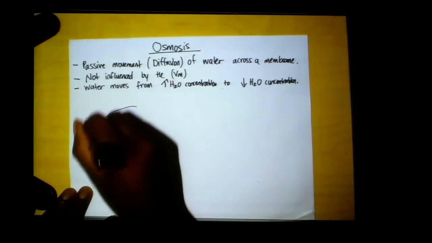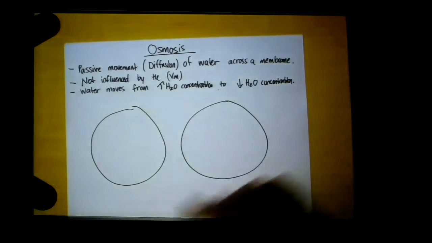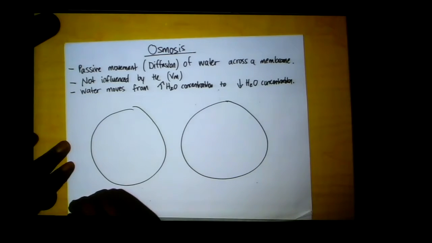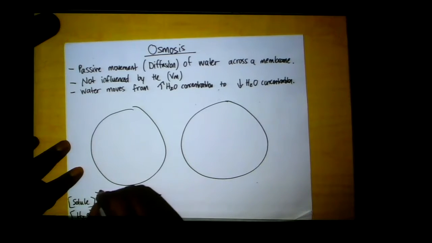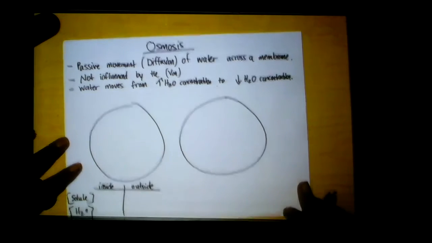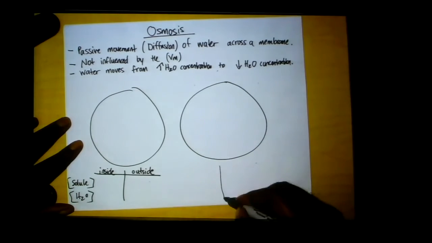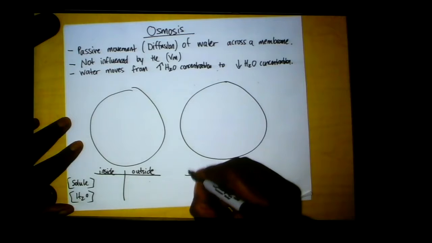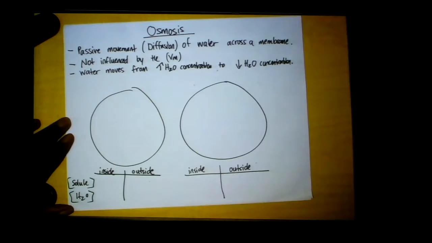So let's look at a scenario here. We have two cells. Okay. And let's look at solute concentration here, and then water concentration as well. And we'll look at that inside the cell and outside. Can you see this? Sorry. Okay. All right, and on the second cell, we'll do the same thing. We'll look at the concentrations inside that cell and then outside the cell as well. Okay.